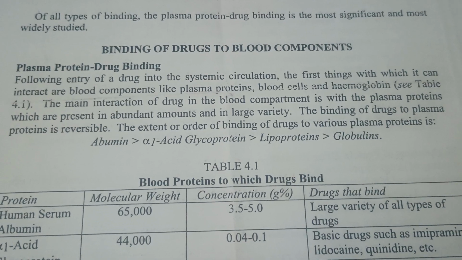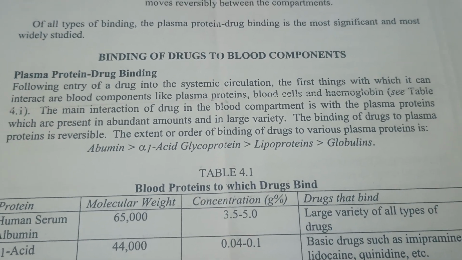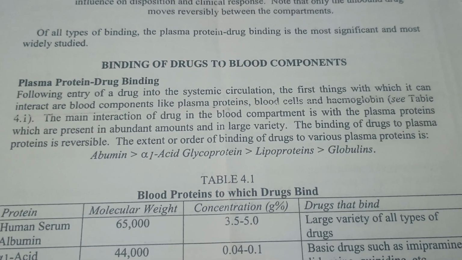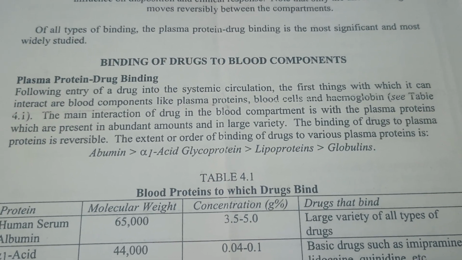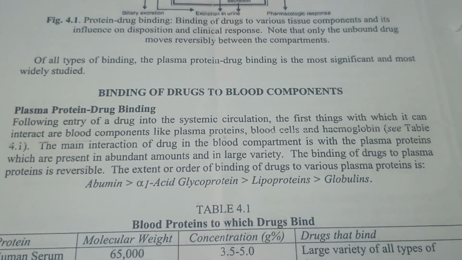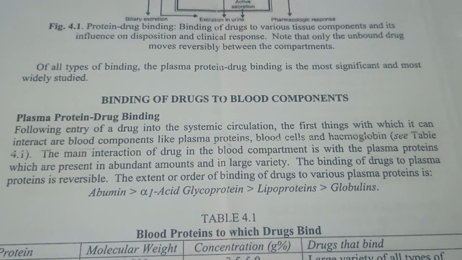Following entry of drug into the systemic circulation, the first things with which it interacts are blood compartments like plasma protein and blood cells. Okay, this binding of drug to the blood components will be covered in the next video.